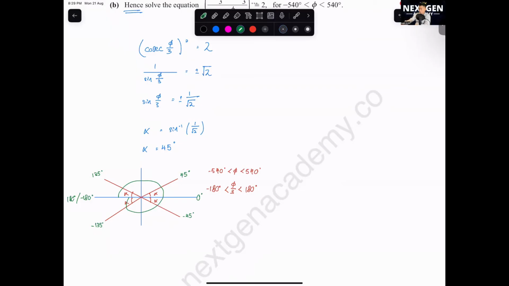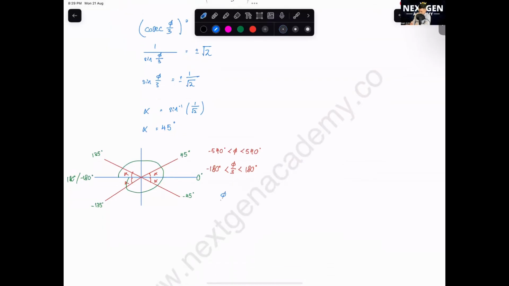Okay, but is this the final answer? Okay, so we are going to just write this. This is your 5 over 3. So 5 over 3 is equal to negative 45 degrees. Sorry, we start with the smaller sign: 135, negative 45, 45, 135. Then you go and multiply it all by 3. So here you get what?